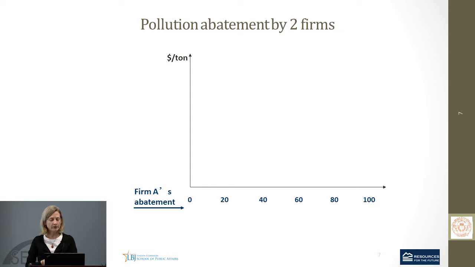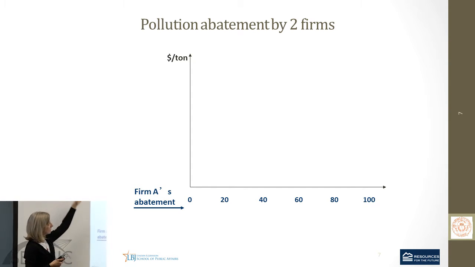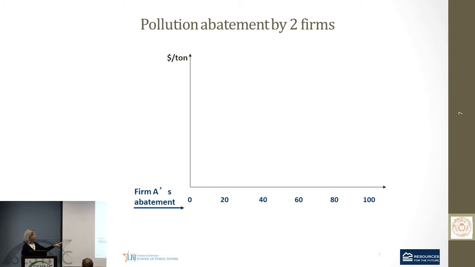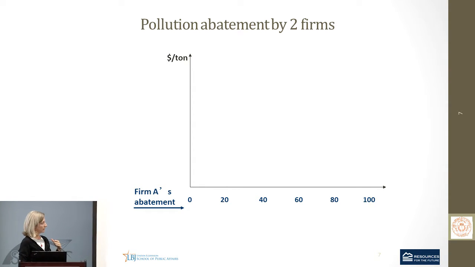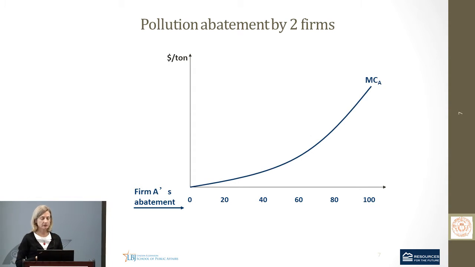So what I'm going to draw here is abatement again on the horizontal axis, the cost of abatement in dollars per ton on the vertical axis. And I'm going to have two firms, and firm A is going to be engaging in abatement activities that increase as I move from left to right. Okay, so it starts out at 0 on the left and goes all the way to 100 tons on the right. And firm B is going to move in the opposite direction. And these guys are going to have costs associated with that abatement. And firm A is going to look like this.